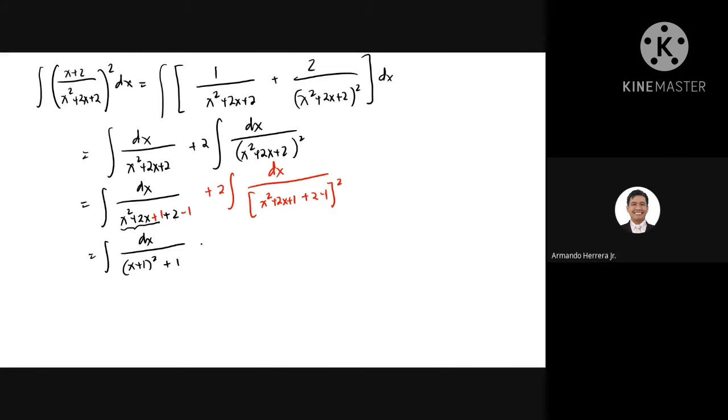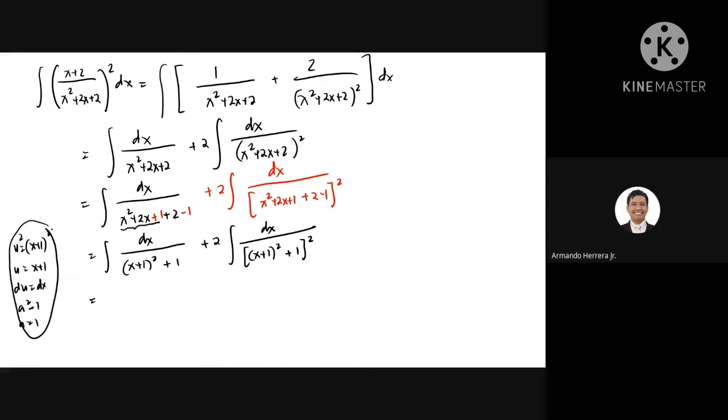2 minus 1 is 1 plus 2 integral of dx all over x plus 1 squared plus 1 raised to the second power. So this is simply, if u squared is x plus 1 squared, our u is x plus 1, du is dx, a squared is 1, a is 1. So using the basic formula, that's 1 over a arctangent u over a. So let's look at the first term here.